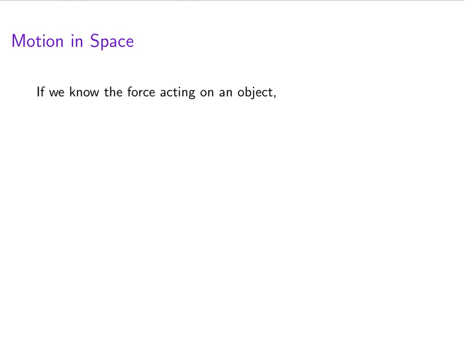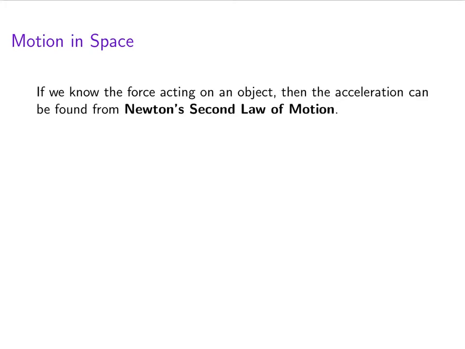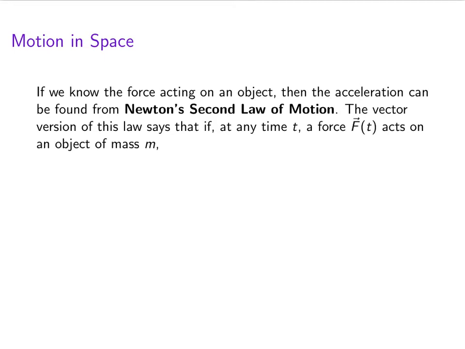Hello, calculus fans. Let's say we know the force acting on an object. Then the acceleration can be found from Newton's second law of motion. The vector version of this law says that if at any particular time a force F is acting on an object of mass m, and it produces an acceleration a, then F is equal to mass times acceleration. Notice that in this equation, both F and a are vectors.